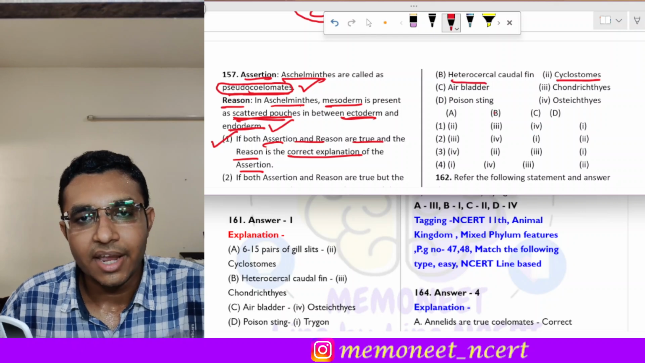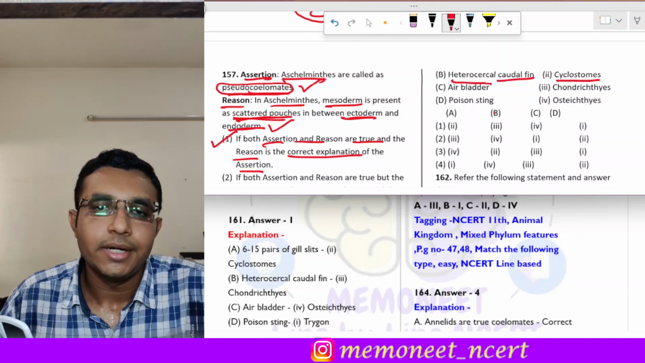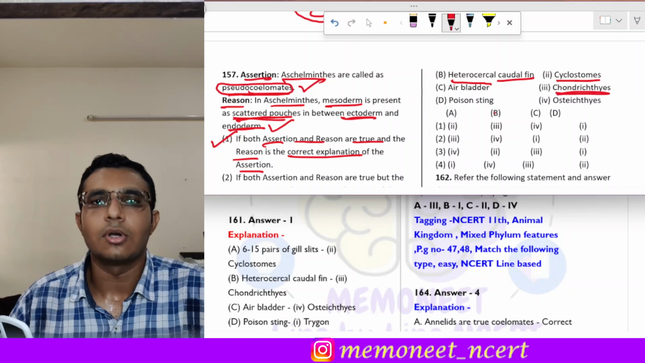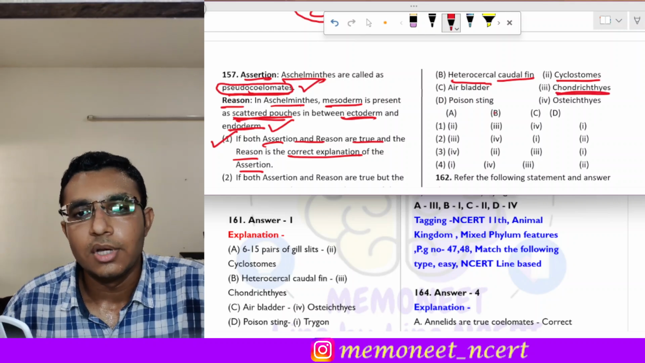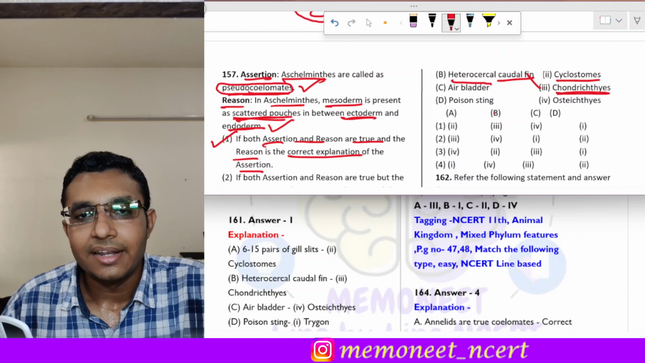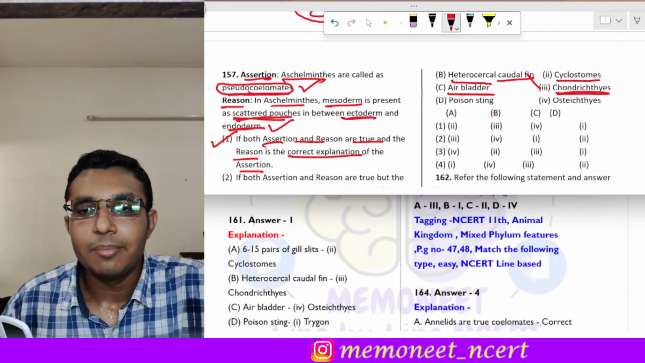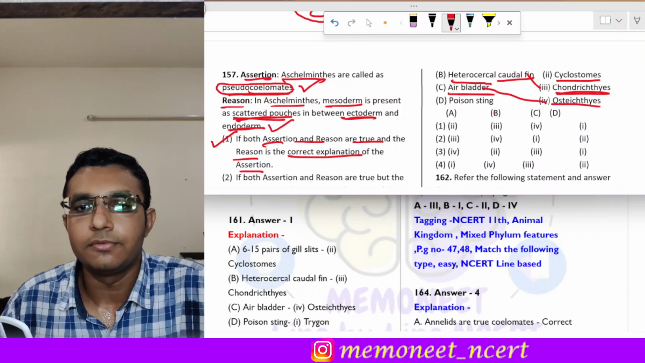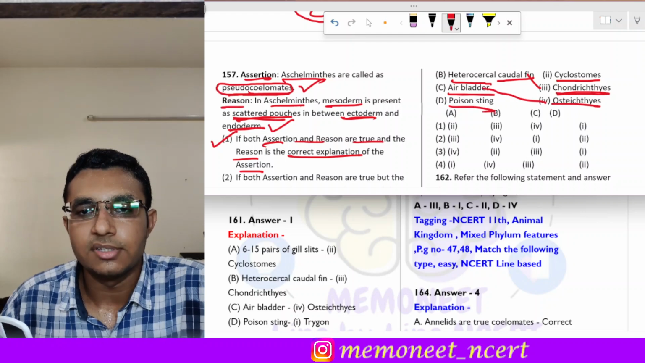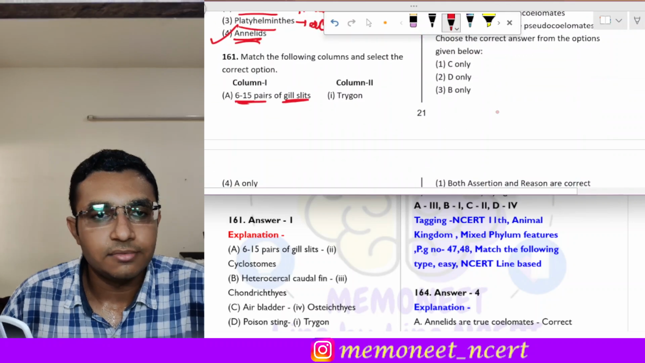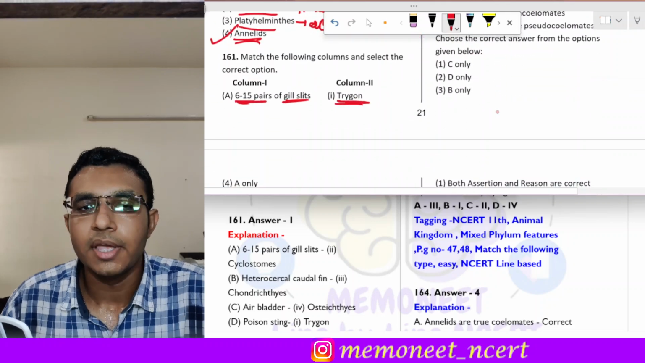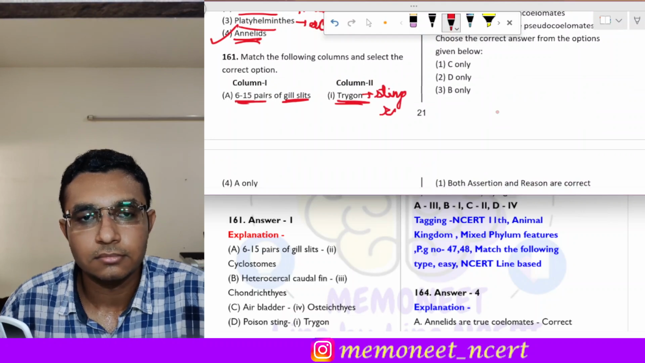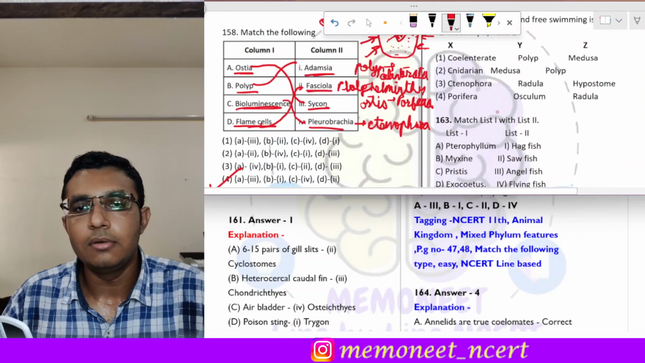Next is heterocercal caudal fin. Heterocercal caudal fin is a characteristic feature of the cartilaginous fishes or the Chondrichthyes. So B goes with 3. Next is air bladder. Now air bladder is a classical feature of Osteichthyes. So C goes with 4. And D is poison sting. The poison sting is a classical feature of Trygon. Okay, and the other name of Trygon is stingray. Okay, so D goes with 1.